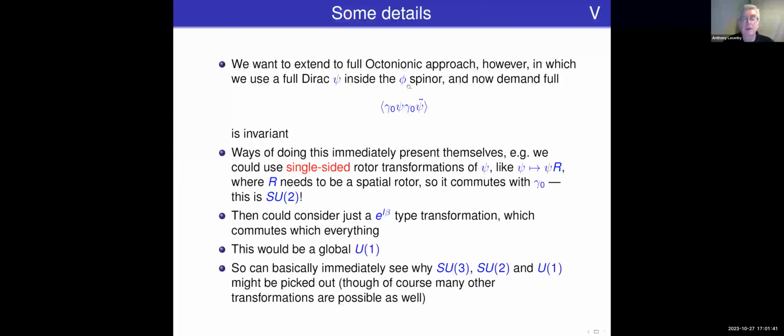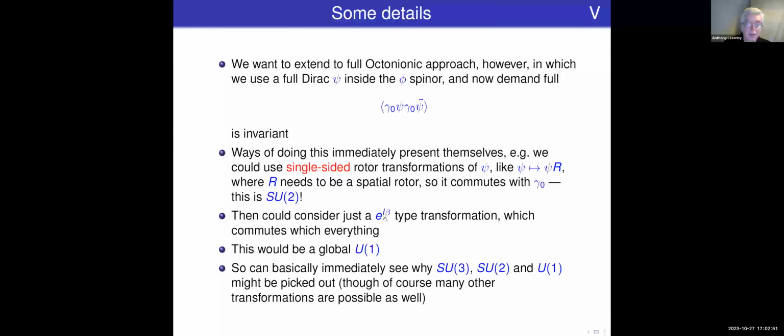Okay. Well, if we want to go to a full octonionic approach where we keep this thing unaffected by the transformations, then how do we do that? Well, a way of doing it immediately presents itself. We could use single-sided rotor transformations of psi, like psi goes to psi r, where r needs to be a spatial rotor. Now, let's be clear what we're doing here. We want to understand how to preserve this under changes in psi. And one of these would be if we put a spatial rotor on the right, then psi reverse will bring the spatial rotor reverse just there. That, because it's spatial, can float through the gamma naught and then combine with the r, and we'll get just here. So we have 3 things, the i sigma 1, i sigma 2, i sigma 3. These are SU2. They provide you immediately with SU2. And then you could consider instead an e to the i beta type transformation. That also floats through because i doesn't reverse.